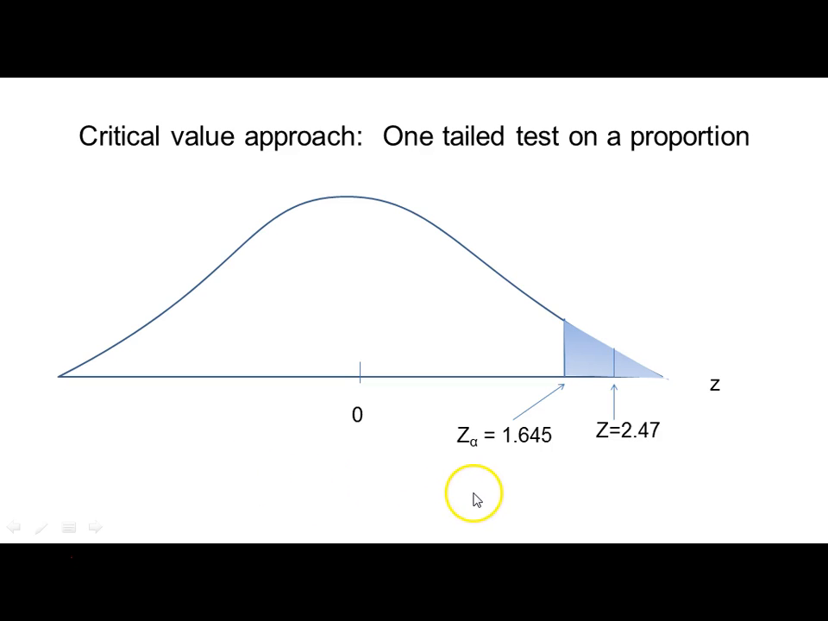Diagrammatically, we look at our z-distribution. Our critical z, a z-value that leaves a 5% probability above it, is 1.645. Our calculated z was 2.47, which clearly falls into our rejection area. It's above 1.645, so we reject the null.